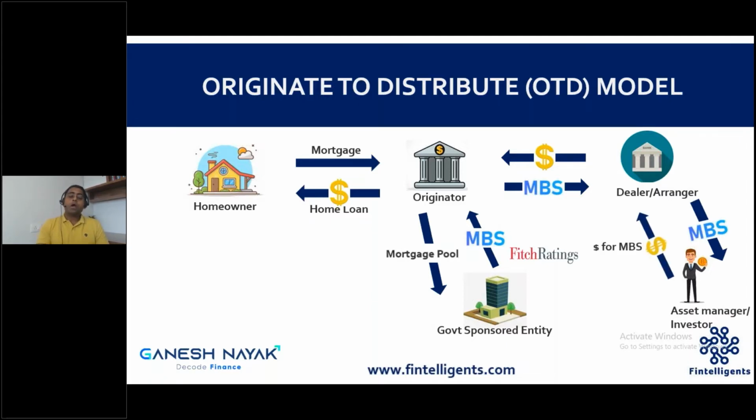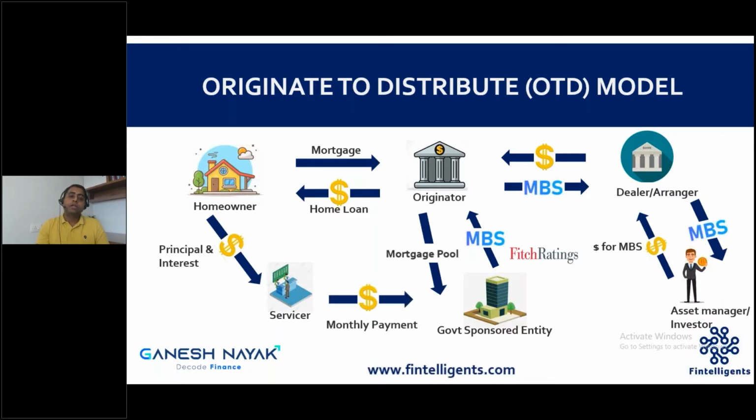Now how would an investor get money back? What is the return for them? Whenever a homeowner is paying an EMI, that EMI has a principal and an interest component, and that goes to a servicer who is engaged in between, and that servicer will pass on the money to the government sponsored entity, and through that it will pass on to the investor. This is an example of the entire originate to distribute model. Why this name? Because the originator has created a loan because he wanted to distribute it to somebody else through the securitization process. Is everybody clear on the example that I've shown you? Give me a quick confirmation, guys.